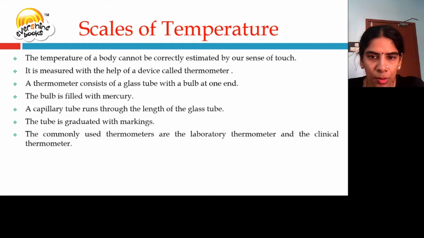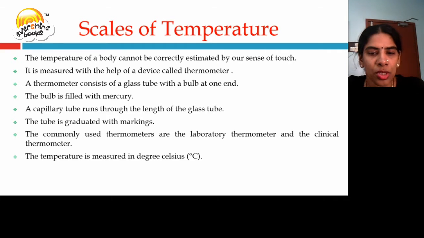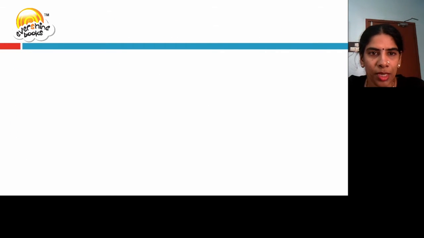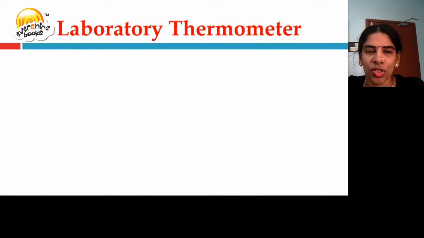In the thermometer, you can see a glass tube. There is a bulb at one end that is dark black in color. That is mercury. A small capillary tube runs through the length inside the glass tube. It is very thin, and in one particular direction only we can see the flow. The tube is graduated with markings from 0 degrees to 100 or so. The commonly used thermometers are the laboratory thermometer and the clinical thermometer. The thermometer measures in degrees Celsius. Your fever will be some 100 degrees Celsius or 101 degrees Celsius.